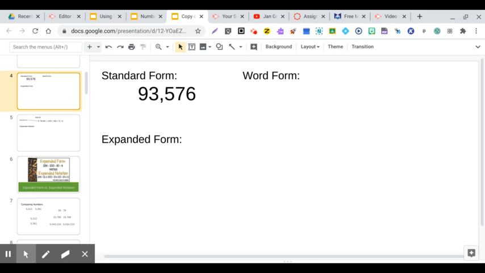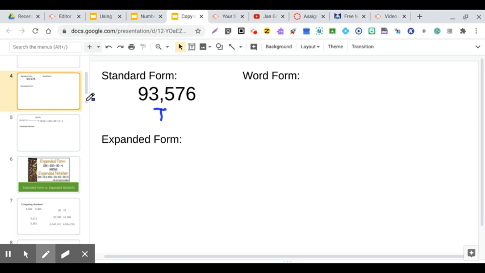So the number that you see on your screen right here, 93,576, is the standard form of this number, the standard form. That's just writing a number as a number. That's it. That's what that means. Now I am going to use my tools here to label my comma. I only have one, so I'm just going to put a T for thousands.